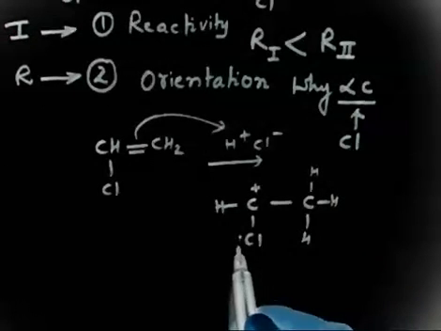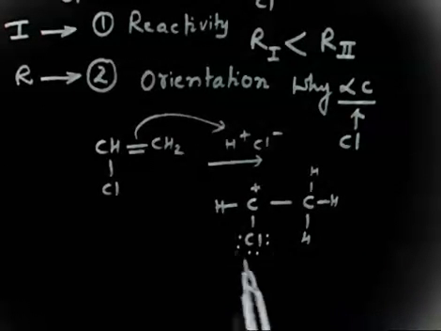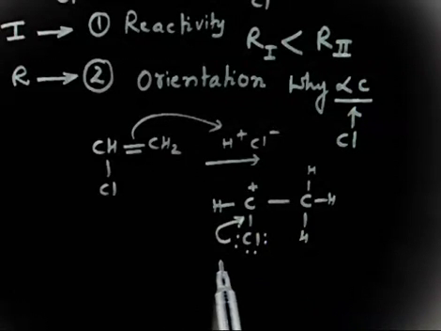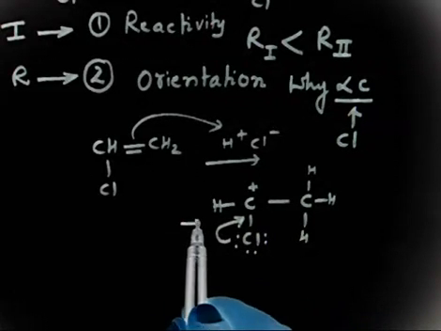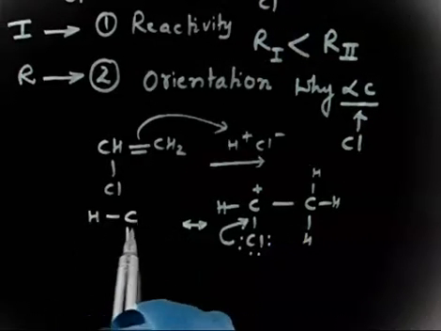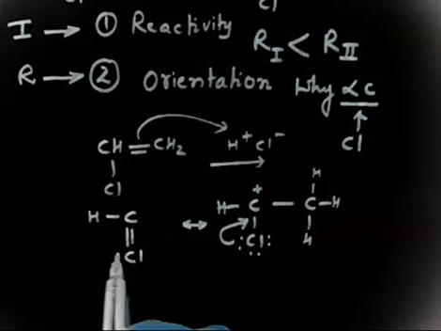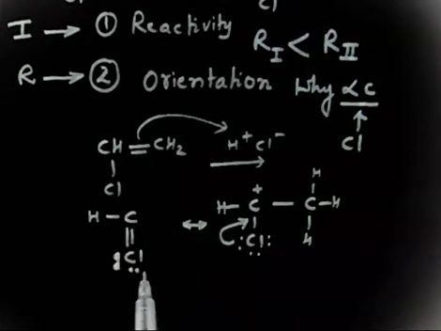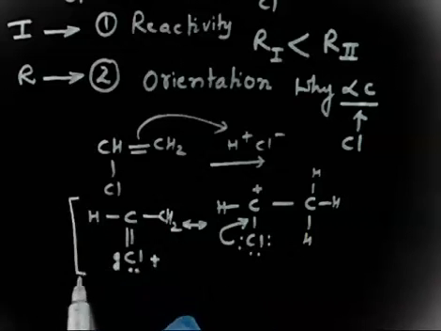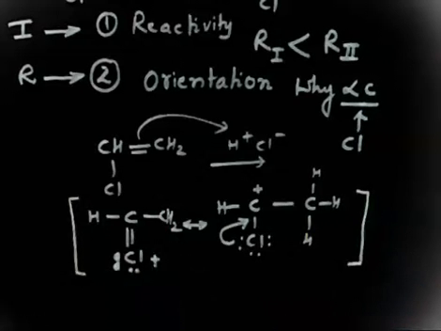Why am I forming this? We will explain. This carbocation is resonance stabilized by this chlorine. So I can write another resonating structure of the same molecule, something like this, HC double bond Cl. So this is a lone pair, here you have one more lone pair and a plus charge, and then you have the CH2 group. So this is a resonating structure I can write for the same molecule.